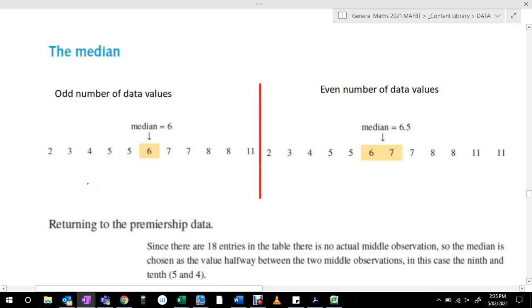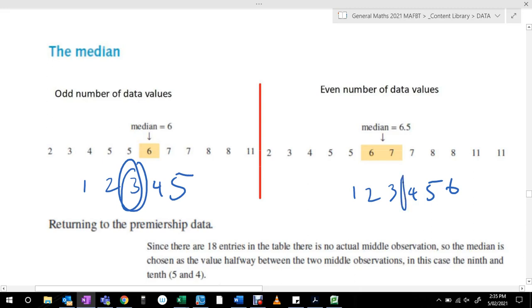Okay, so if you have, like, say 3, 4, 5, let's say if you have an odd number of numbers, the median is right in the middle. But if you have an even number of numbers, the median is in the middle between two numbers. Okay, that's what this is saying.